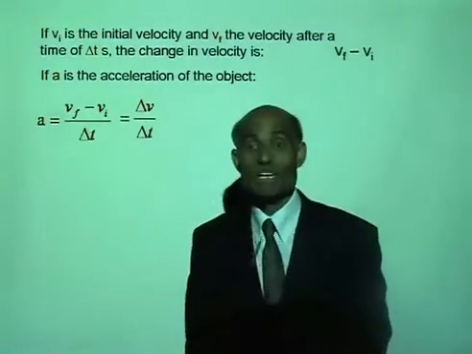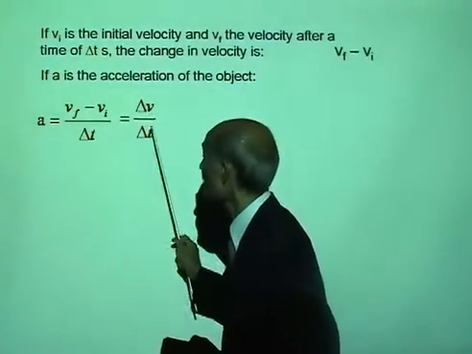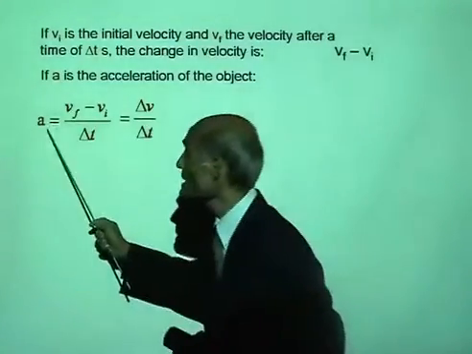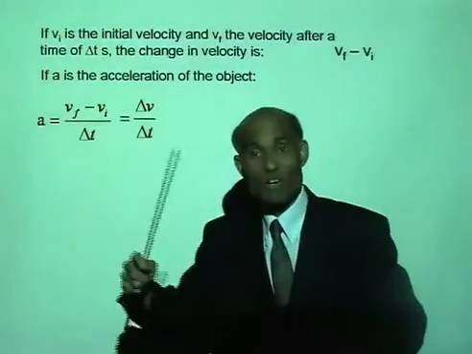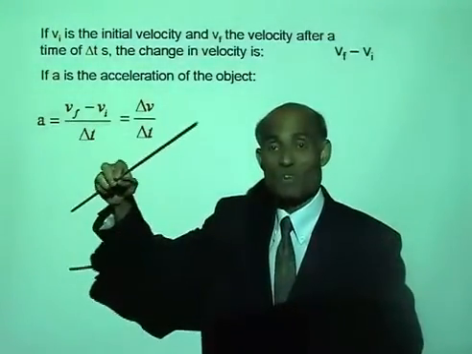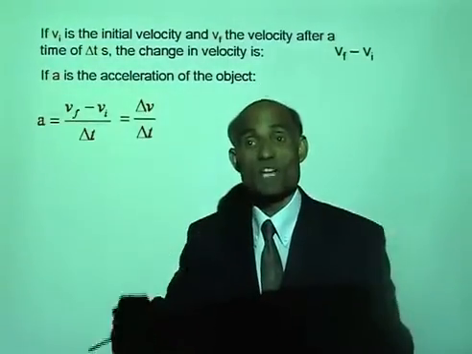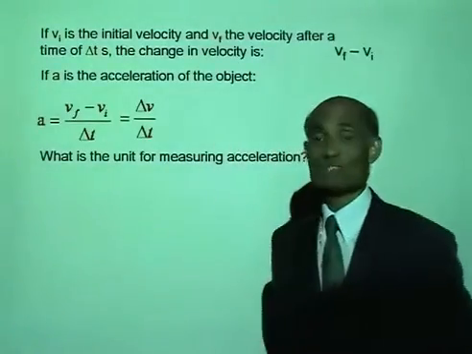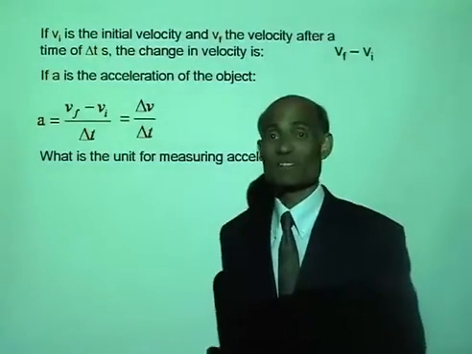Now, obviously, it tells me that if you draw a graph of velocity against time, the slope of that graph will be acceleration. Is that right? Delta V is the change in velocity. Delta t is the change in time. So change in velocity divided by the change in time is the rate of change of velocity. So what is the unit of measuring acceleration? Anybody tell me the unit for measuring acceleration?